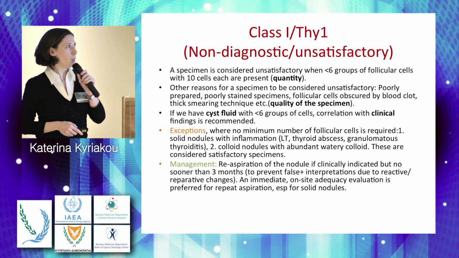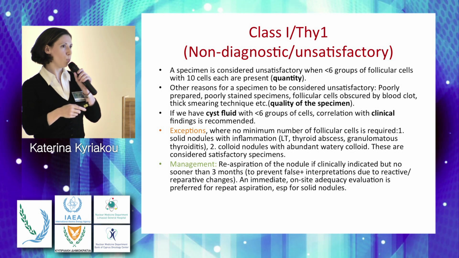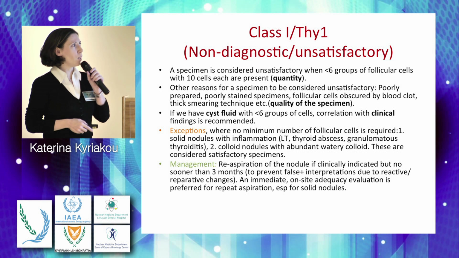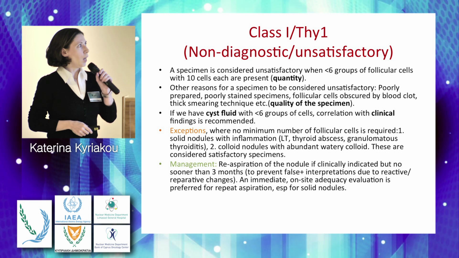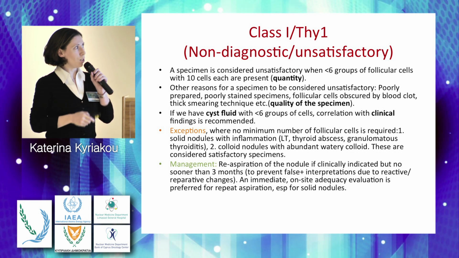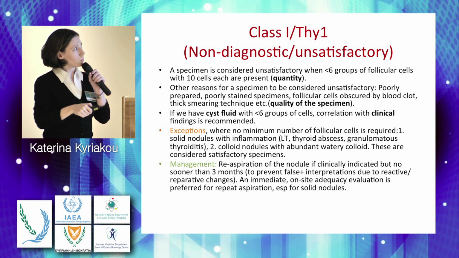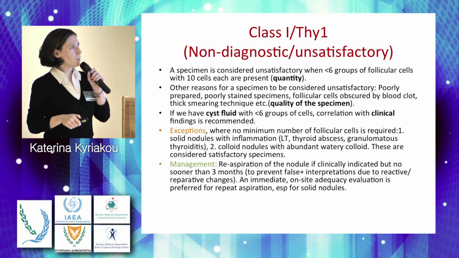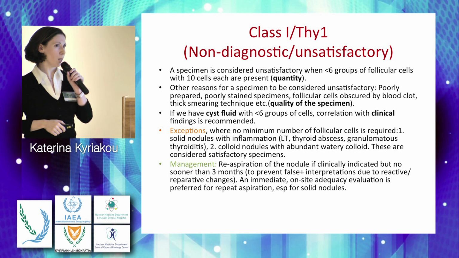Other reasons for a specimen to be considered unsatisfactory concern the quality of the specimen: poorly prepared, poorly stained smears, follicular cells obscured by blood clotting or the thick smearing technique. If we have cystic lesions with fluid and we have less than 6 groups of follicular cells, then we have to ask the clinician. This is about the clinical findings, and if it is a simple cyst, then we can consider it satisfactory.